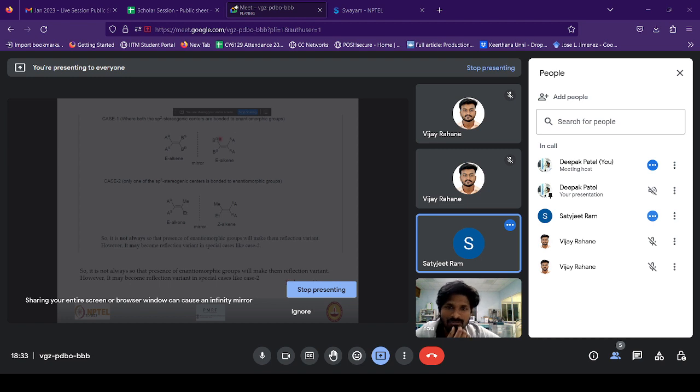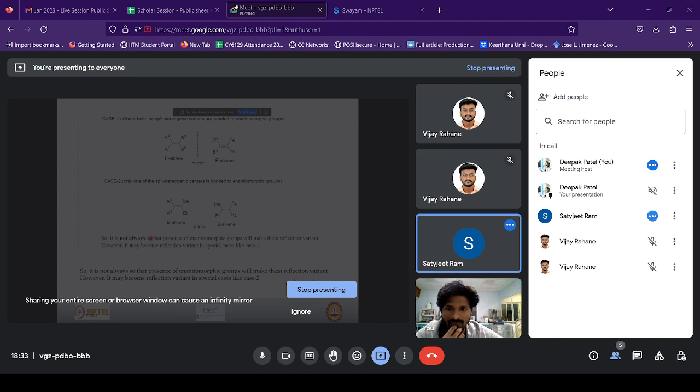So in this case, both sp2 stereogenic centers are bonded to the enantiomorphic groups, like this R,S and S,R. This is the E alkene and the mirror image is also the E alkene. But in the case where only one of the sp2 stereogenic centers is bonded to the enantiomorphic group, like this is the R configuration, this is S, and the other has nothing. So this is E, but in the mirror it will become Z.